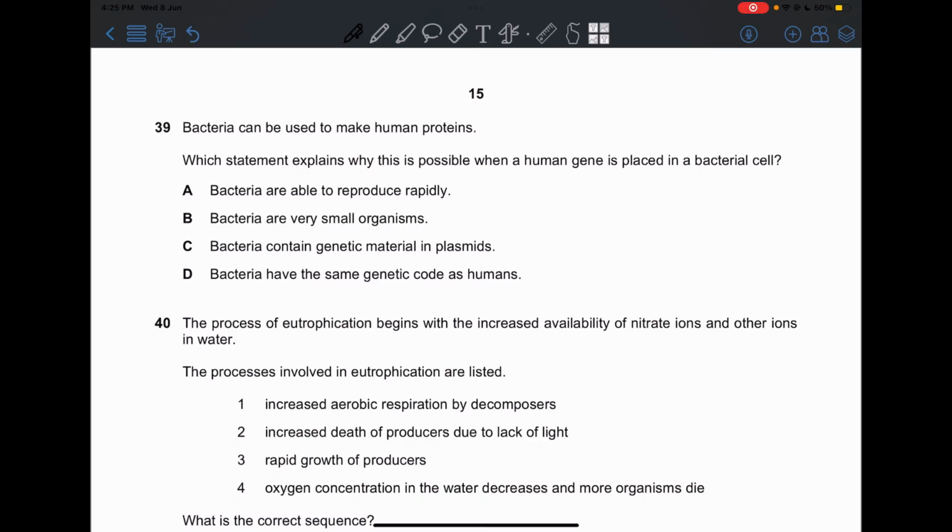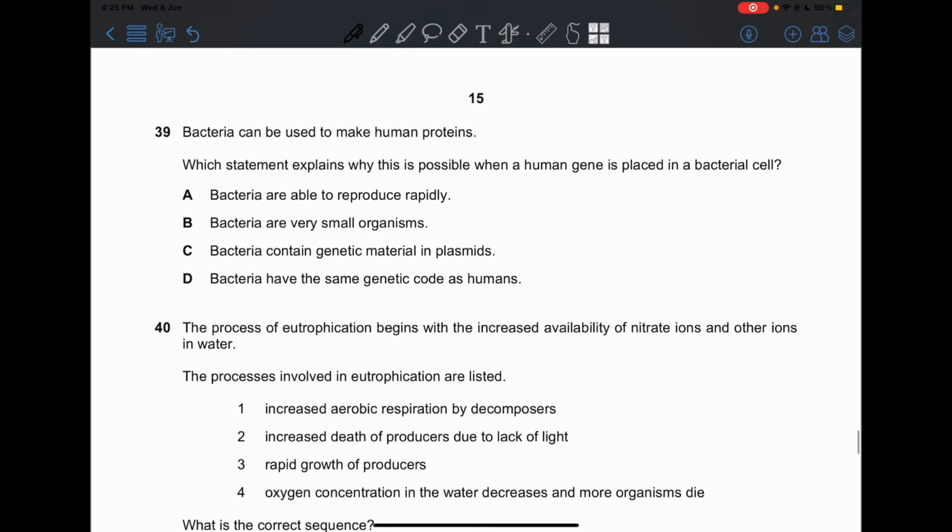Now D says bacteria have the same genetic code as humans. This is the correct option because, as we know, bacteria have a universal genetic code. So that means that any genetic code can be placed into the bacteria and it will understand it. So D is going to be the answer.